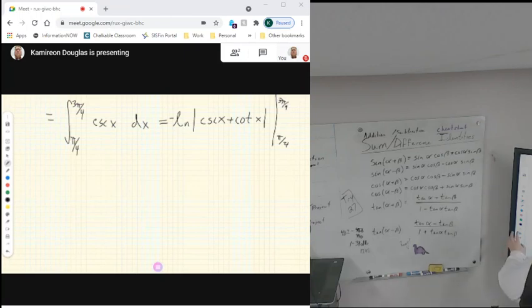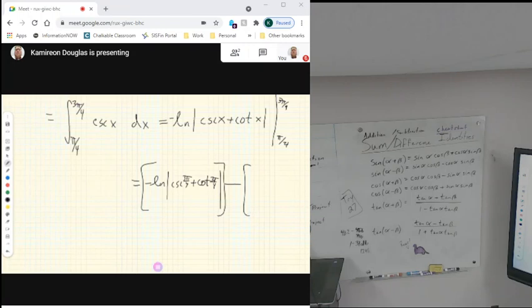So my solution would be negative natural log, absolute value, cosecant of 3 pi over 4 plus cotangent of 3 pi over 4, minus negative natural log of the absolute value, cosecant of pi over 4 plus cotangent pi over 4. And apparently that's 1.74.